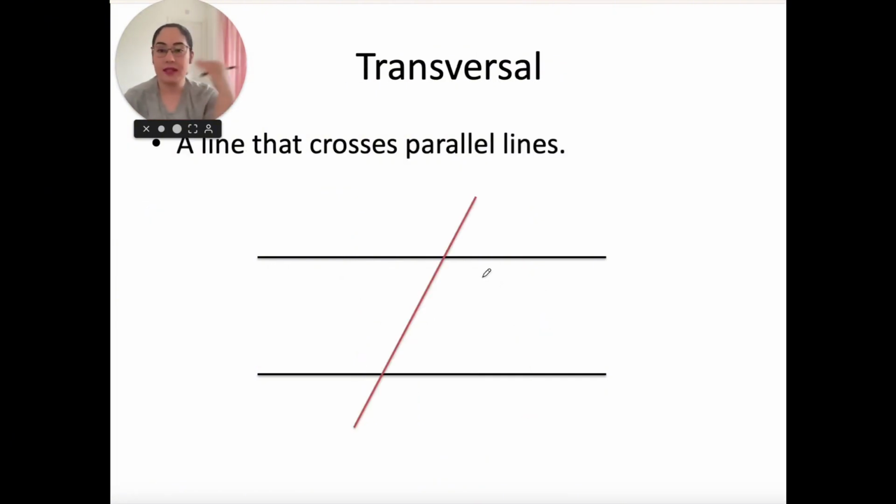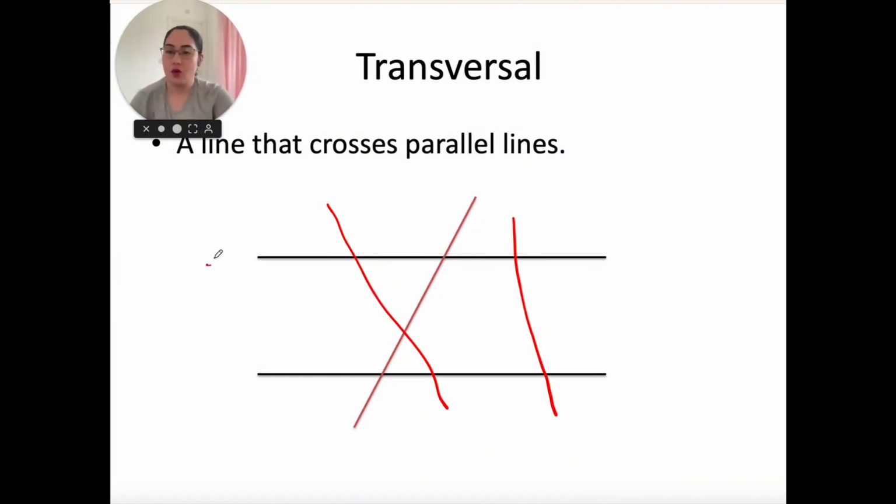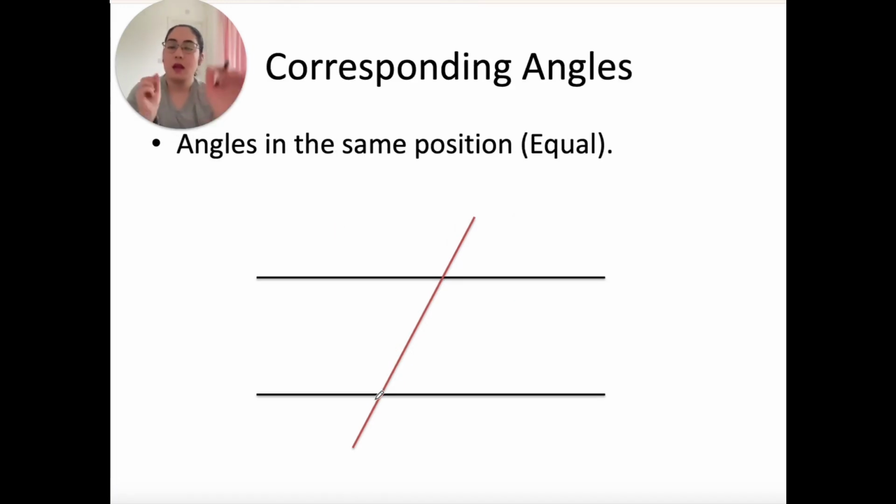A transversal is a line that crosses parallel lines, and it could be at any kind of angle or direction. So a line like this, a line like this, a line like this. It's always going to be at an angle, but direction-wise, it does not matter what direction it is crossing the two parallel lines at. A transversal is a line that crosses the two parallel lines.